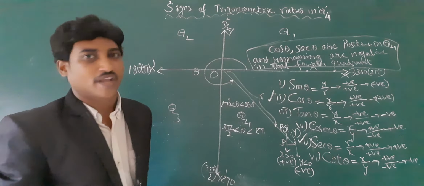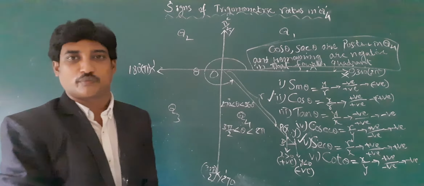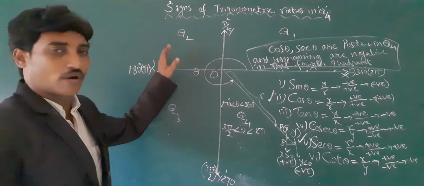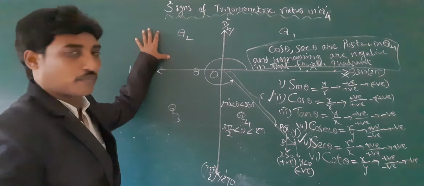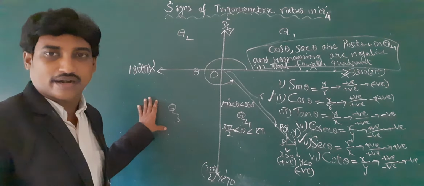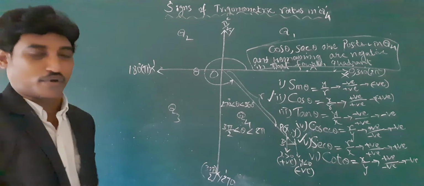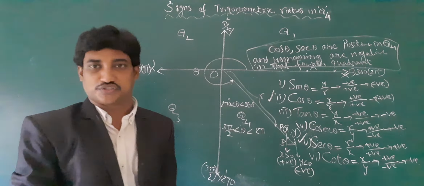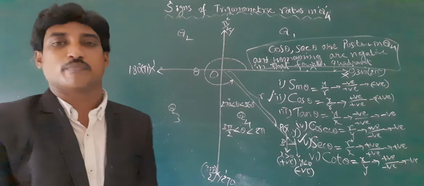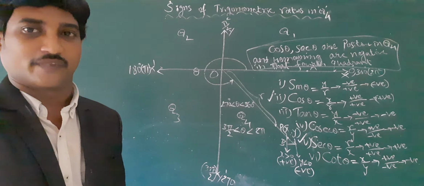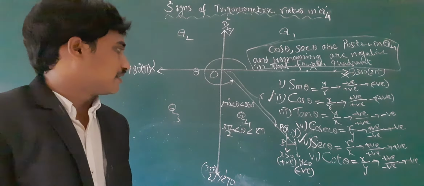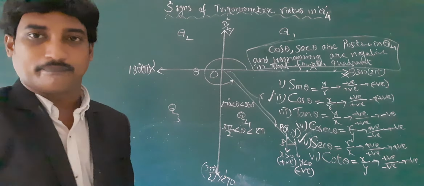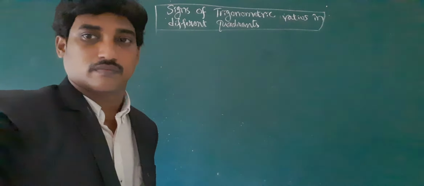Finally, we got that in the first quadrant all trigonometric ratios are positive. In the second quadrant sin and cosecant are positive. In the third quadrant tan and cot are positive. In the fourth quadrant cos and secant are positive. To remember and recall, we need to write one formula. Let us write that.